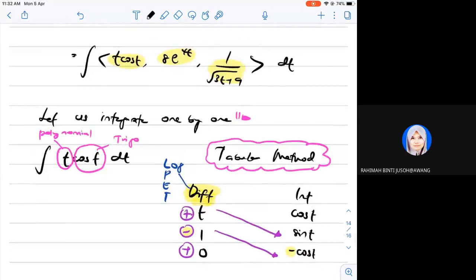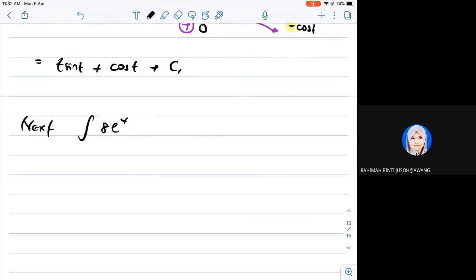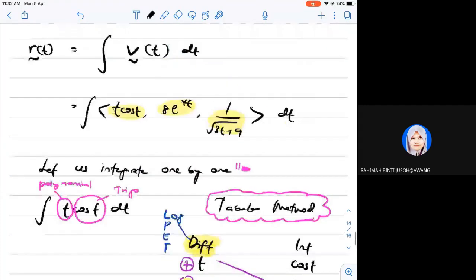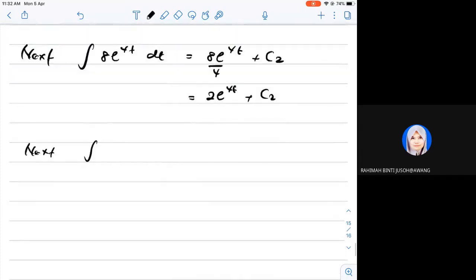Okay, next integrate elemen kedua tu apa? e exponent 4t. You all expert dah ni. Dapat apa? e exponent 4t divided by 4, isn't it? Kan? Bawa ke bawah lah 4 tu. So tambah C2. So didapatlah 1 over 4 e exponent 4t plus C2. This one for component j lah. And then next integrate komponen ketiga kita apa tadi? 1 over square root 3t plus 9.